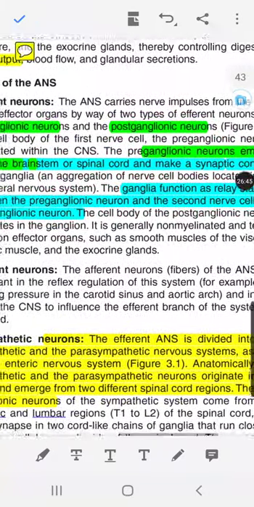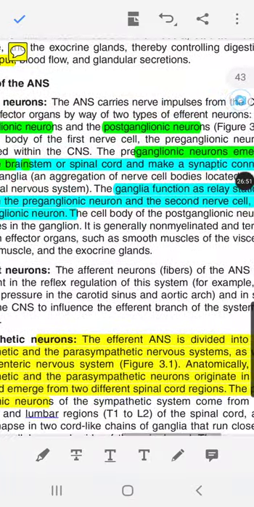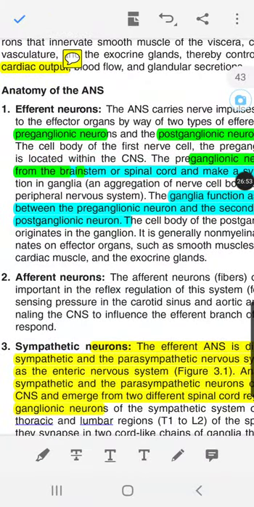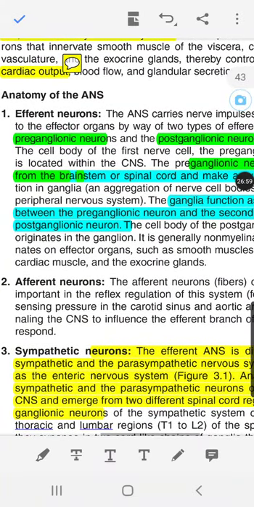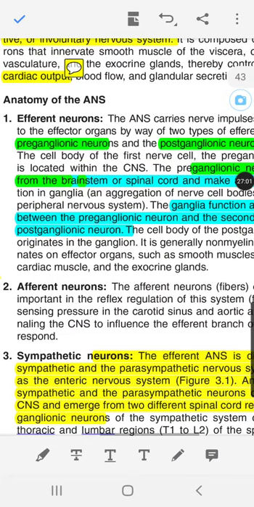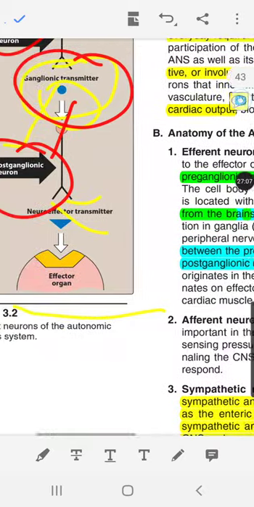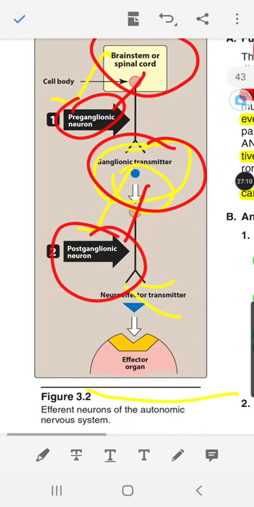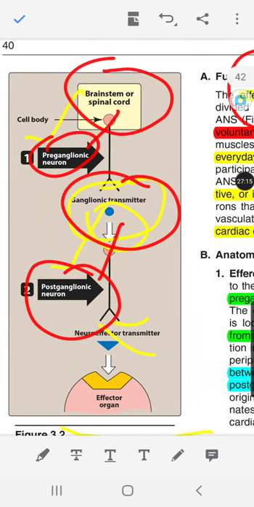The cell body of the postganglionic neurons originates in the ganglion. It is generally non-myelinated and terminates on effector organs such as smooth muscles of the viscera, cardiac muscle and the exocrine glands. So this is all about the efferent neurons. You have to learn the efferent neurons have two divisions, the preganglionic and the postganglionic. The cell bodies of the preganglionic are present in the brainstem and the cell bodies of the postganglionic are present in the ganglion.